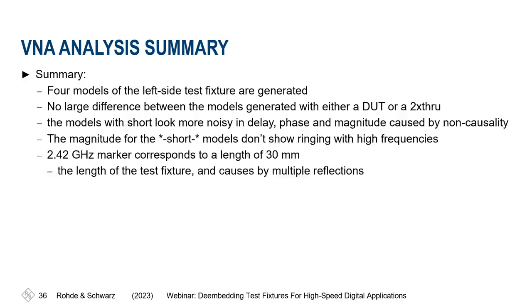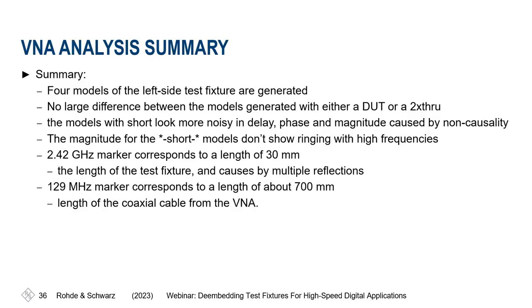The 2.4 GHz marker, which I referred to earlier, corresponds to a length of roughly 30 millimeters. That is the length of the test fixture and is caused by multiple reflections inside the test fixture. The 129 megahertz marker corresponds to a length of about 700 millimeters. That is roughly the length of the coaxial cable of the VNA.